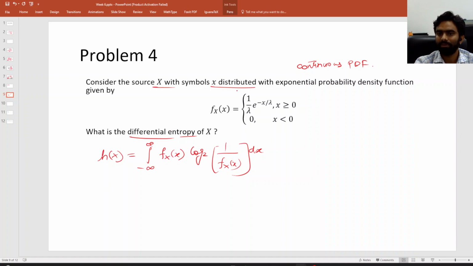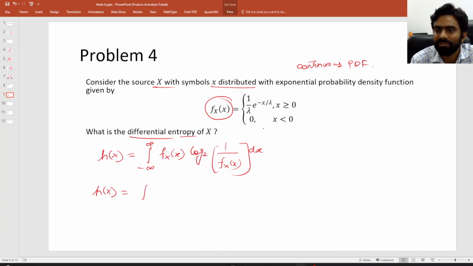So put this one here, the PDF value here, solve this one and get done. Clear? So just solve this. So solve with me. Time is less, so I'm not giving much time.